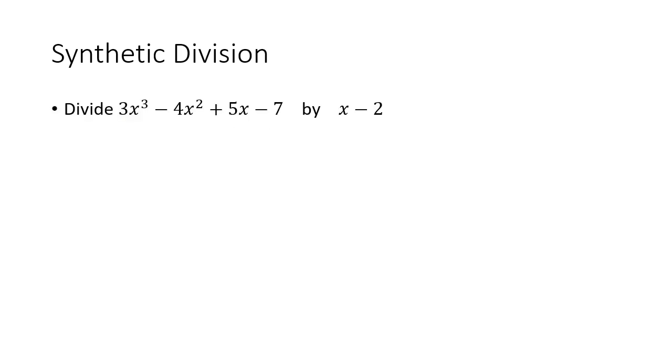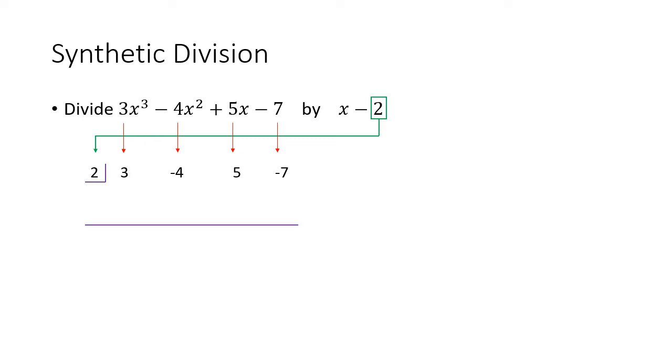Alright, so we're being asked to divide 3x cubed minus 4x squared plus 5x minus 7 by x minus 2. So here's what we're going to do. We're going to take that 2, because x minus 2 means a is 2, and put it in a little box. Then we're going to bring down the coefficients of our original polynomial: the 3, negative 4, 5, and negative 7.